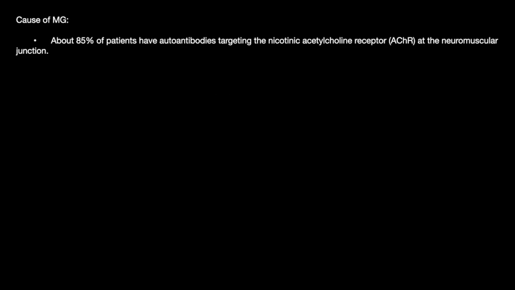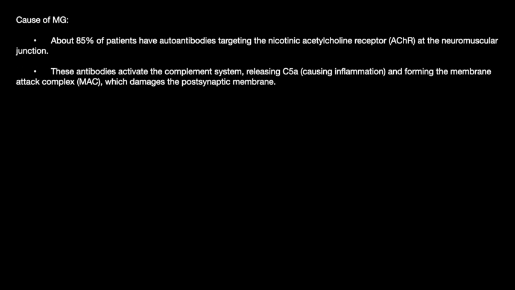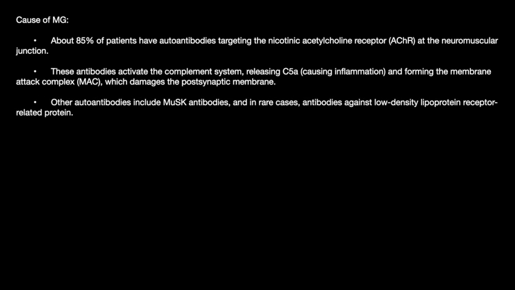Now, the cause of myasthenia gravis in 85% is because of an autoantibody against the nicotinic acetylcholine receptor in the neuromuscular junction. These antibodies activate the complement pathway, releasing the C5a and forming the membrane attack complex, which damages the postsynaptic membrane. Other autoantibodies include the MuSK antibody in rare cases. Antibody against low density lipoprotein receptor related protein is also seen.